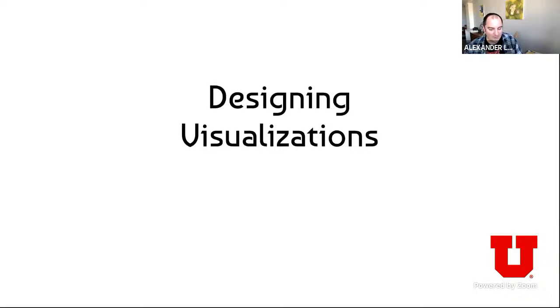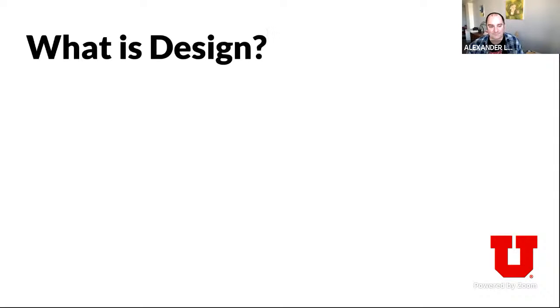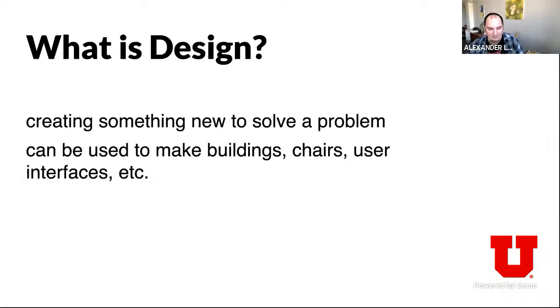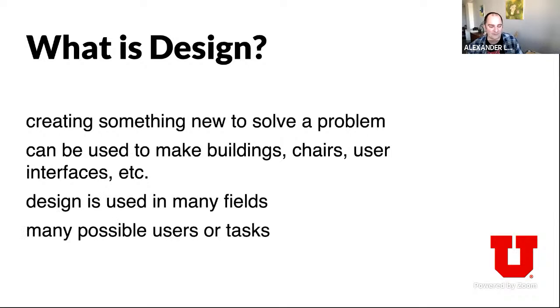Great. So now I want to talk a little bit more about the design process itself. So first, we want to ask the question, what is design? And design is really about creating something new to solve a problem. And design is a process that can be used to do this in any kind of context, including making buildings, bridges, chairs, user interfaces, websites, anything like that. This is all a design process.